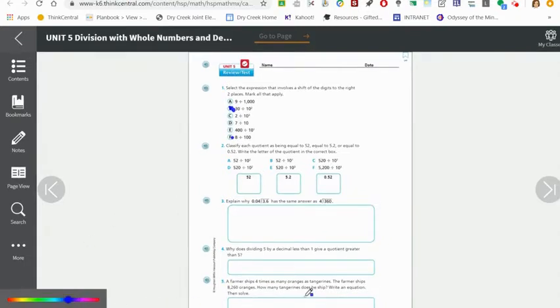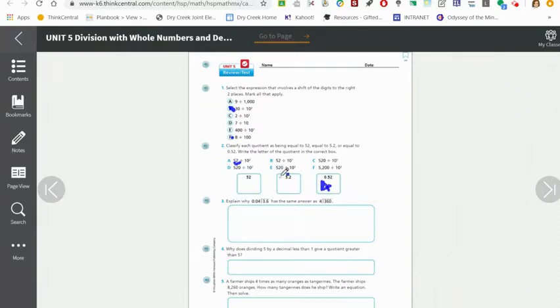Okay, now let's look at number 2. Number 2 says classify each quotient as being equal to 52, equal to 5.2, or equal to 0.052. Write the letter of the quotient in each correct box. Looking at A, it's telling me there's going to be 2 shifts because it's 10 to the second power. So if I put a decimal here and it shifts once, twice, I know it's going to be 0.52. So A goes in that box.